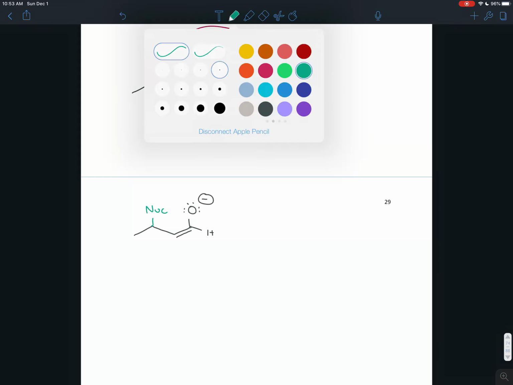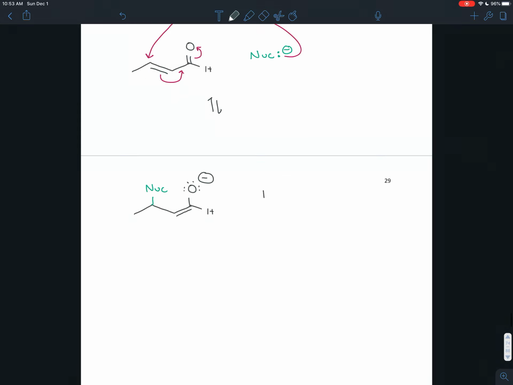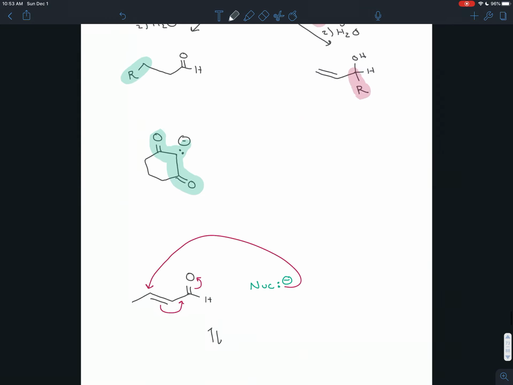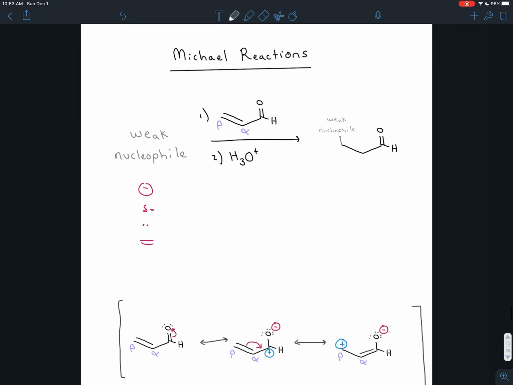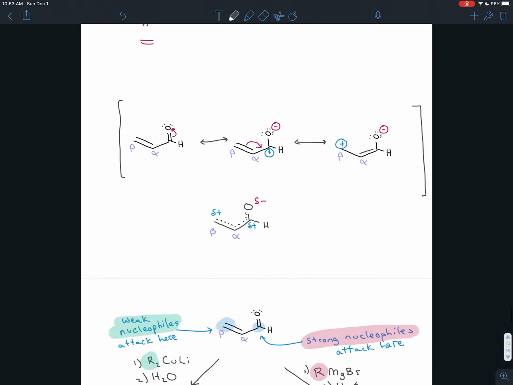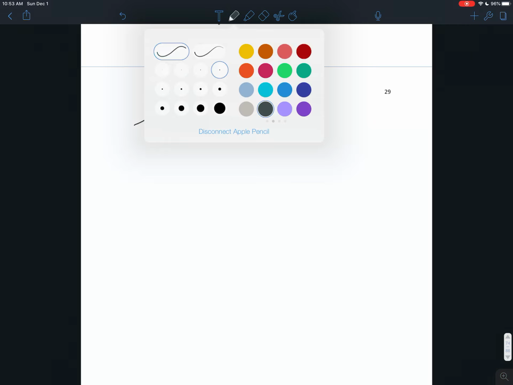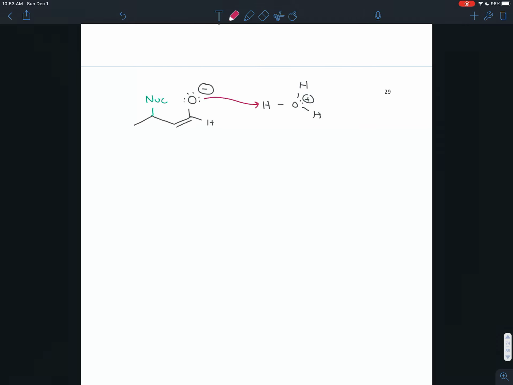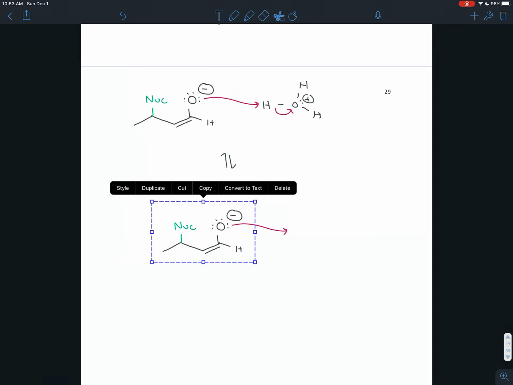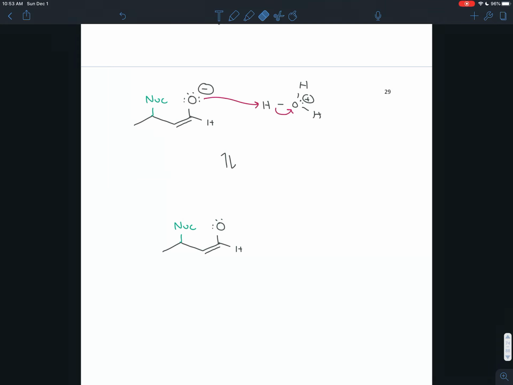So that then can do a proton transfer from hydronium, and this is why the hydronium is in the recipe here as the second step. So this oxygen has a full positive charge. The negative charge to oxygen can steal a slightly positive hydrogen there, and after that proton transfer you have not the enolate, but the enol. So we have an enol.